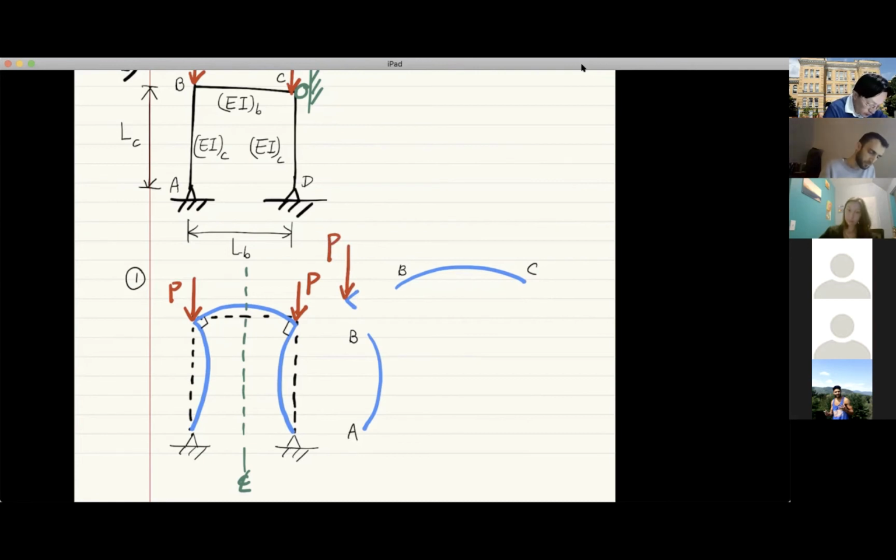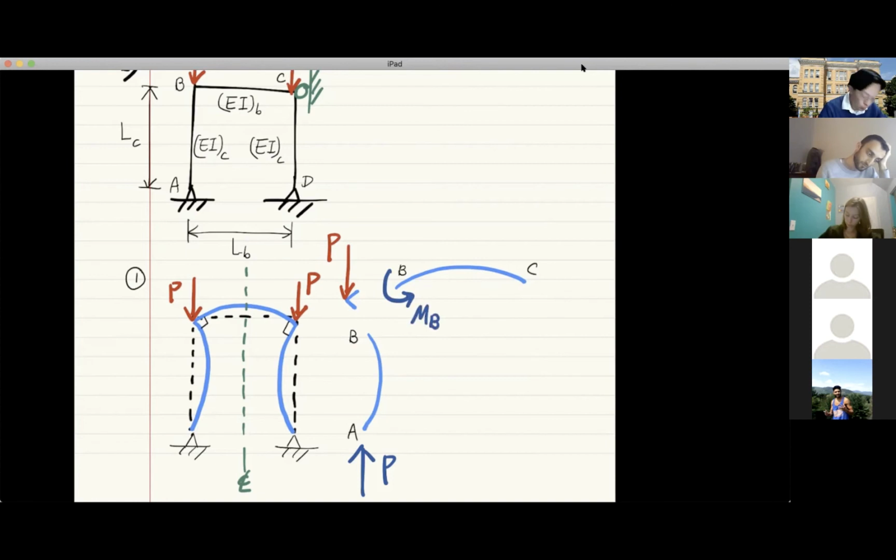And from reaction analysis, of course, you know that there must be a reaction P here. Right? Now, directions, this is the interesting part. Let's find out the direction of internal moments and also shears, starting with the member without the force P. In this case, look at the member BC, the internal moment is going to go this way. Would you agree? So this is the direction of MB.